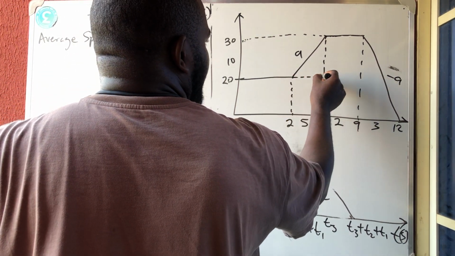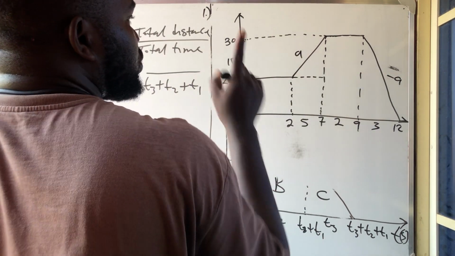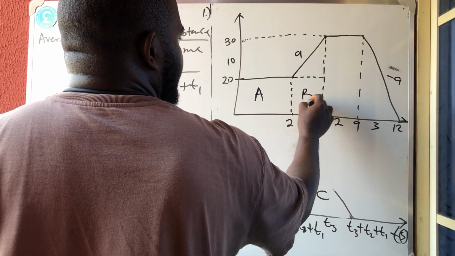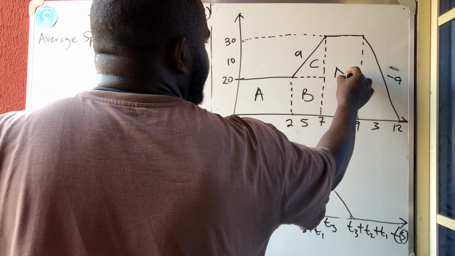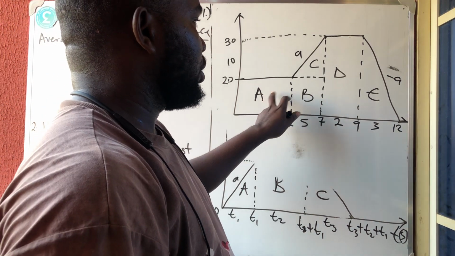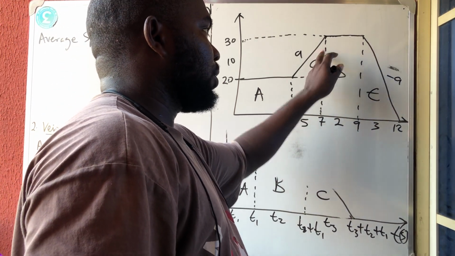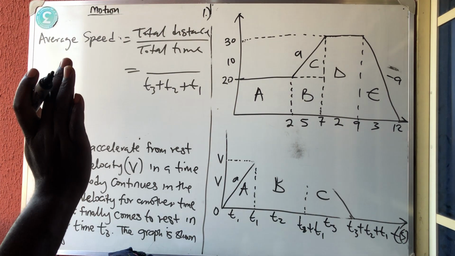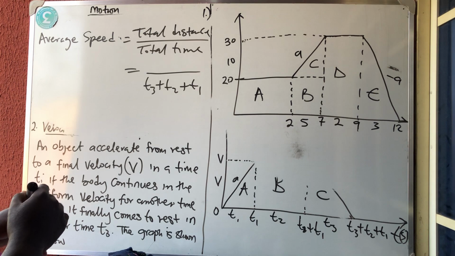Cut this one because this one already looks like a triangle. So the shapes I'm having here are the first shape, shape A, shape B, shape C, shape D, and shape E. This one is a rectangle, rectangle, triangle, rectangle, triangle. You see, it's very simple to draw. You get your answer.